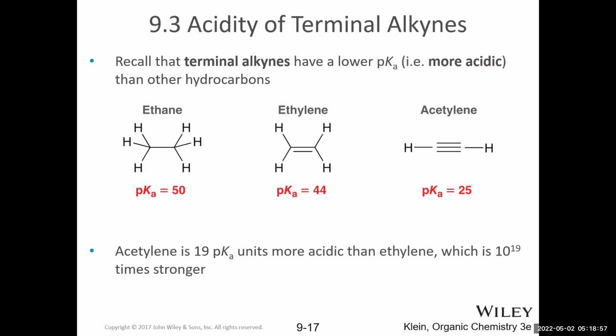So for example, one of our least acidic hydrogens is a hydrogen attached to an sp3 hybridized carbon, like that of ethane. If you have a hydrogen attached to an sp2 hybridized carbon, the pKa goes down a little bit. But if you have a hydrogen attached to an sp hybridized carbon, it goes down substantially, right? This is almost 20 pKa units, which is a huge difference in pKa.